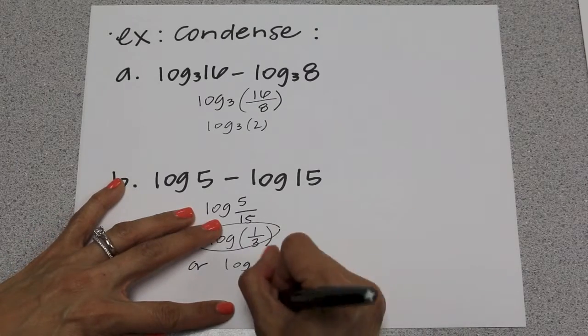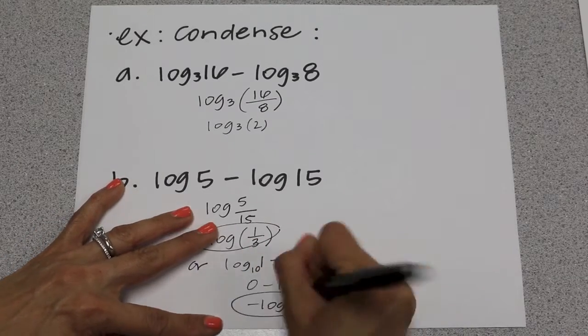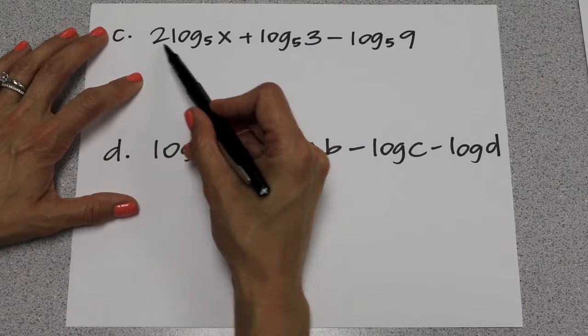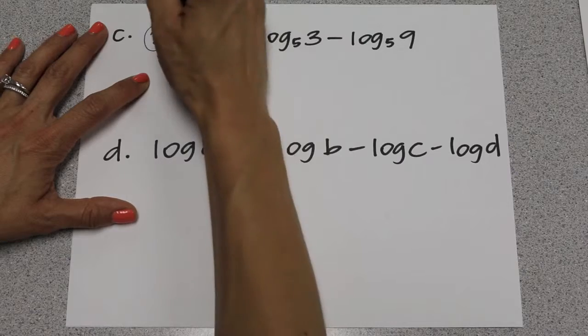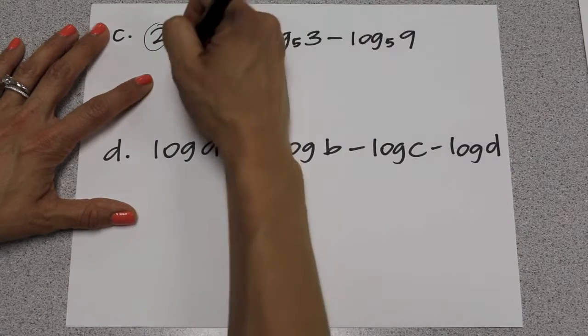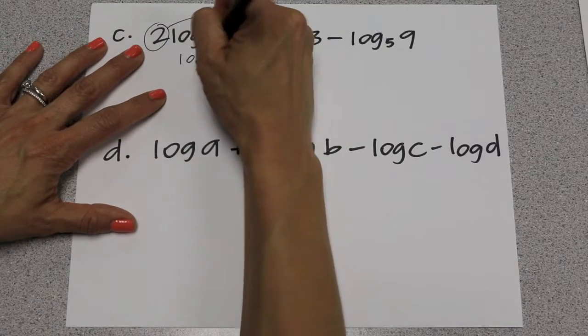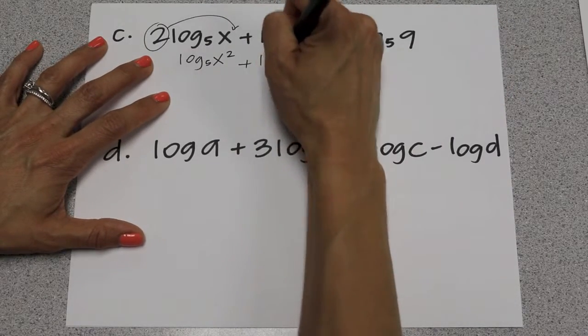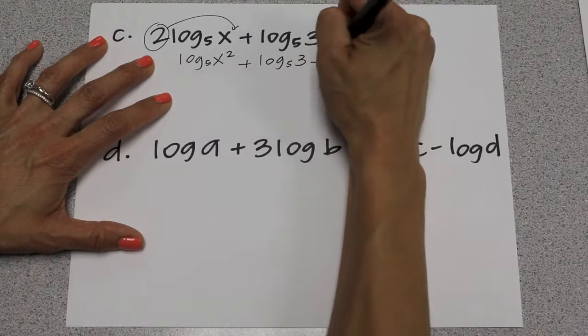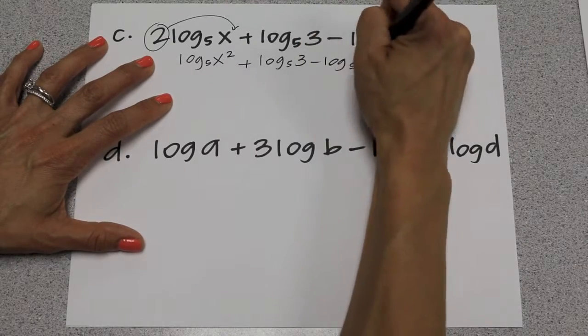So this could also be an answer. Part C, you have 3 different logs. We're going to condense to a single log. First thing I want to do is move this to the exponent. So you get log base 5 of x squared. And then I'm going to drop these down, plus log base 5 of 3 minus log base 5 of 9.